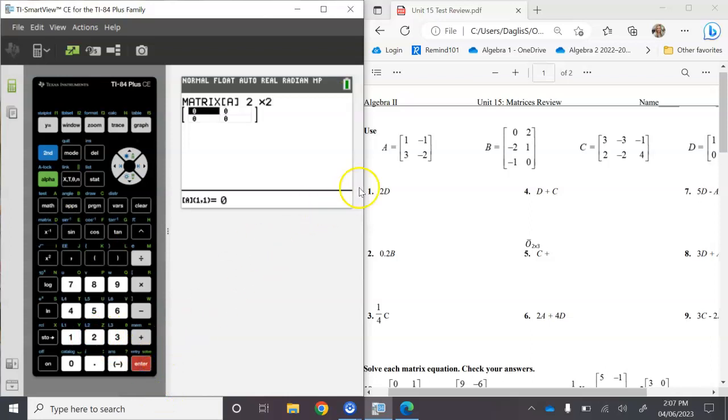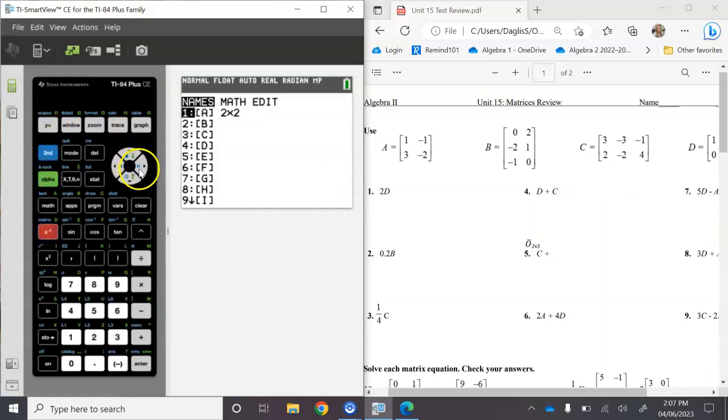It builds that grid for us, and now we're going to put in the numbers. I have 1, then -1, then 3, and -2. So matrix A is complete. I'm going to repeat that process to put in matrix B. So I go back to my matrix menu, second matrix, go over to edit, go down. Now I want to edit matrix B.